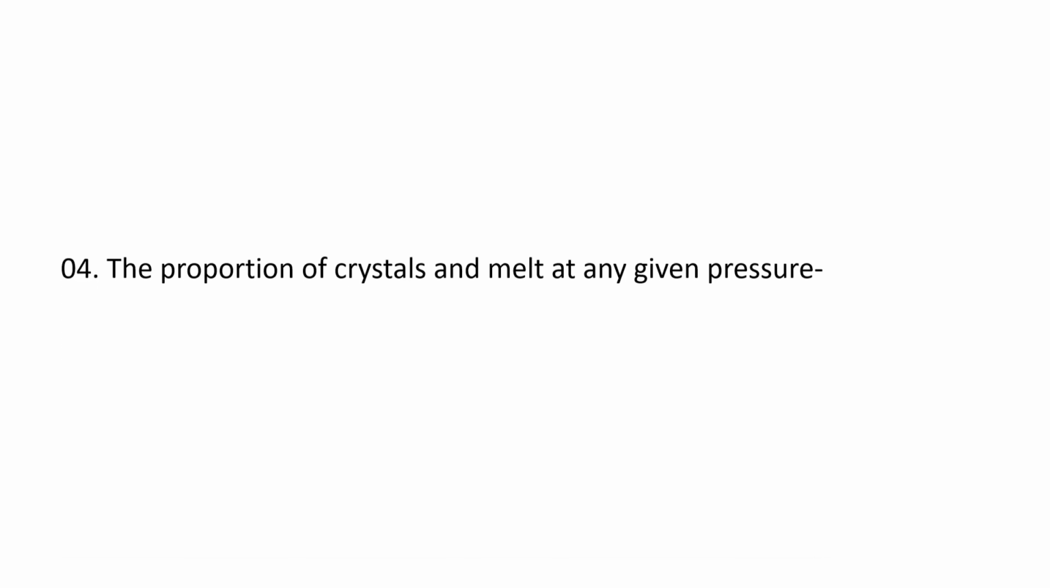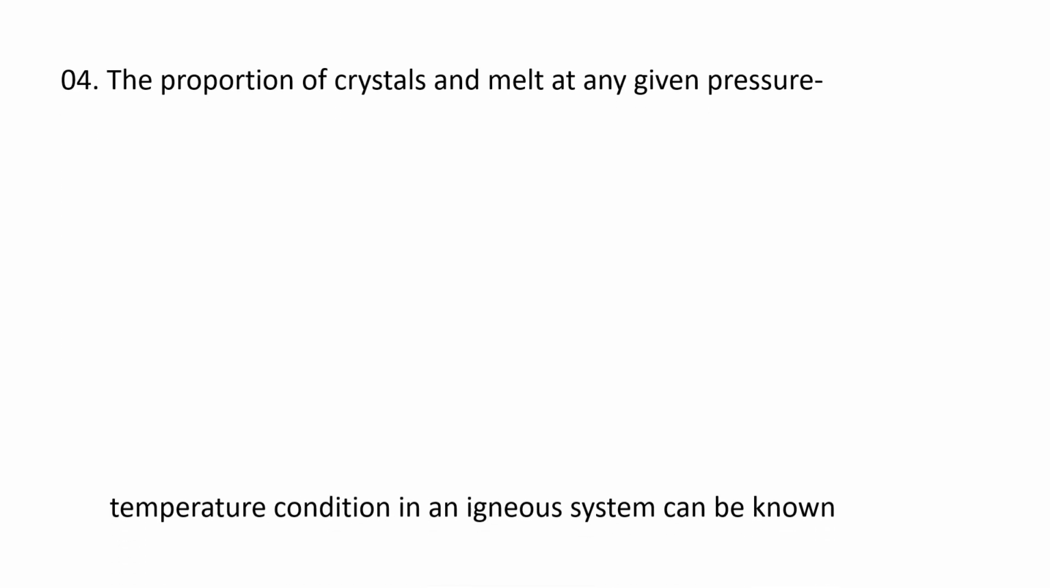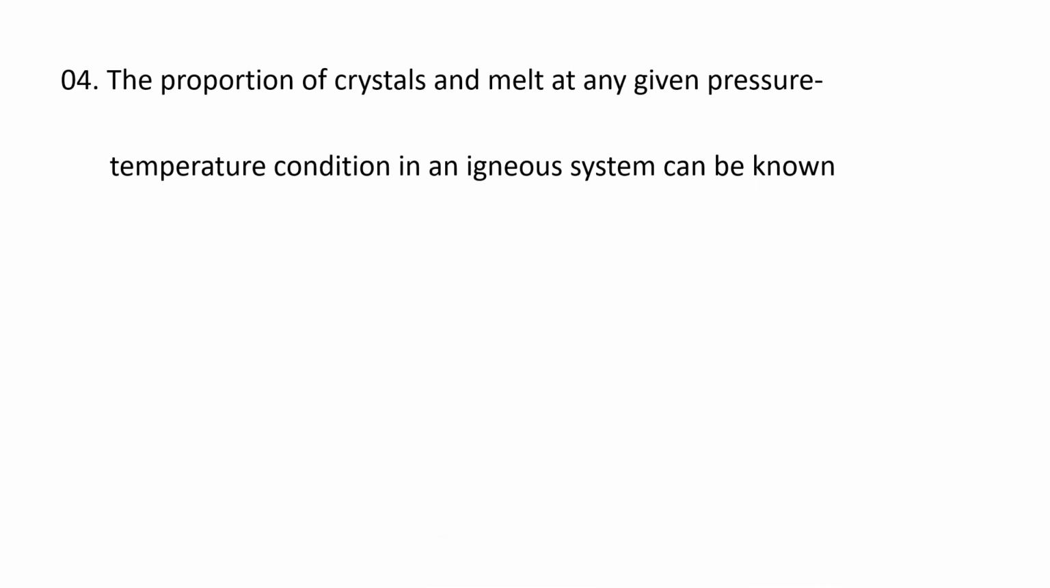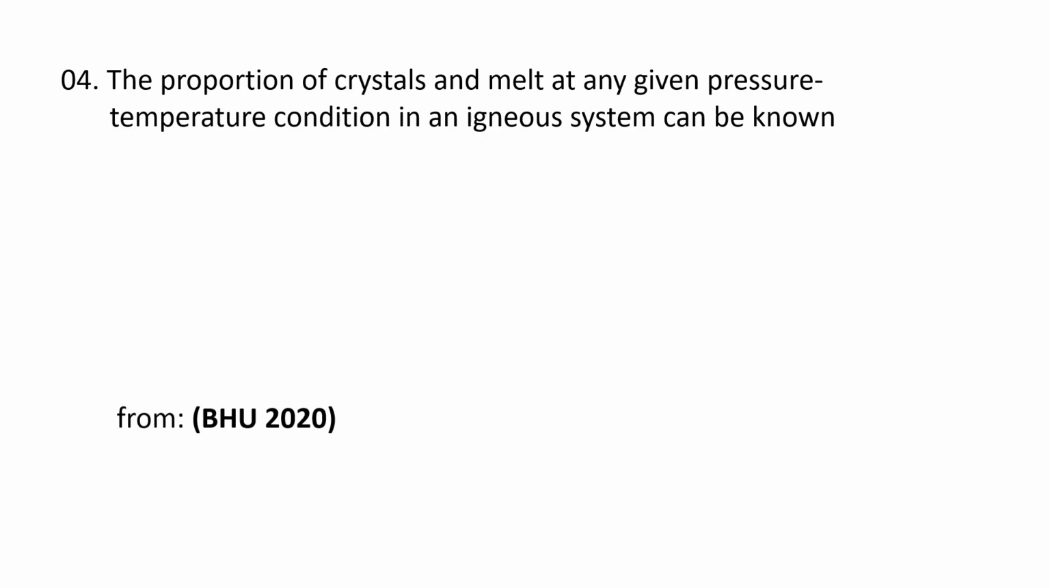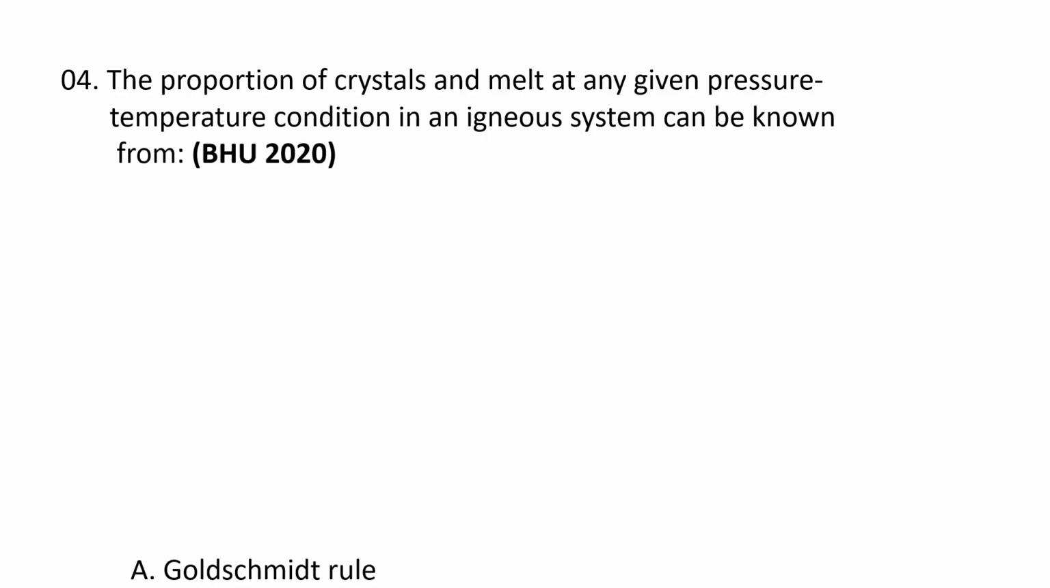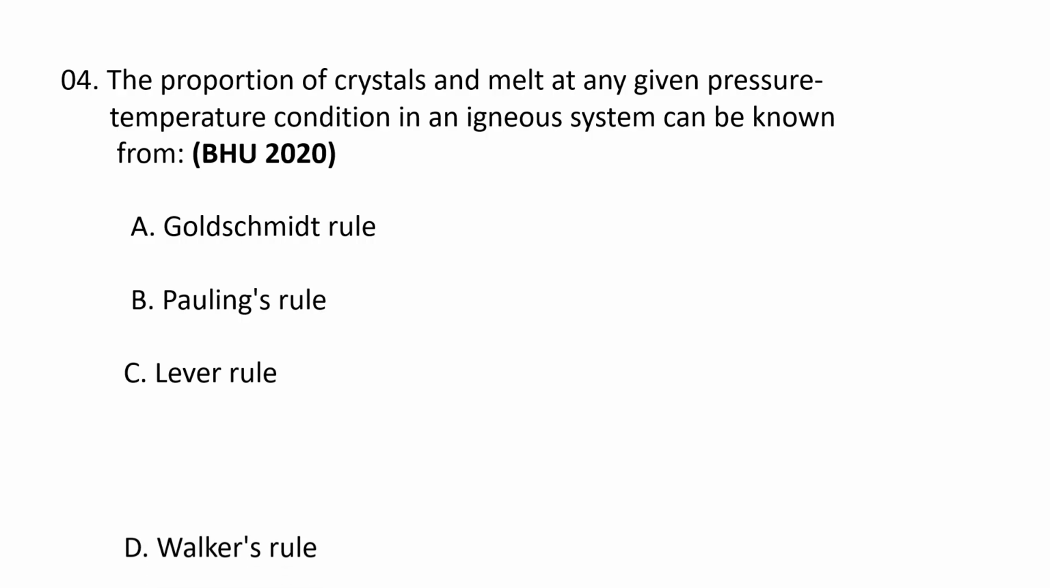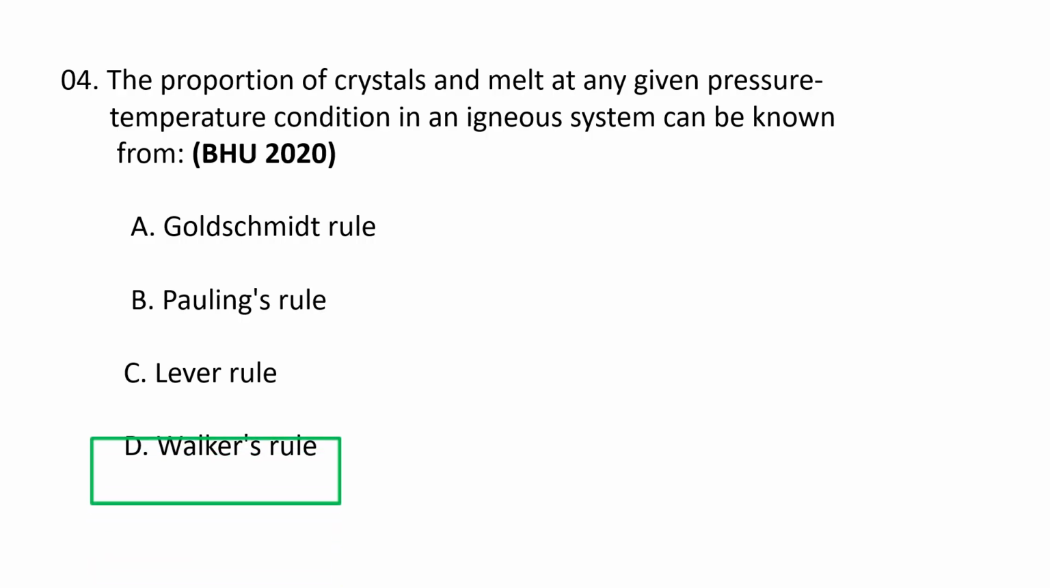Next question. The proportion of crystals and melt at any given pressure temperature conditions in an igneous system can be known from. The choices are A. Goldschmidt rule, B. Pauling's rule, C. Lever rule, and D. Walker's rule. So the correct option is Lever rule.